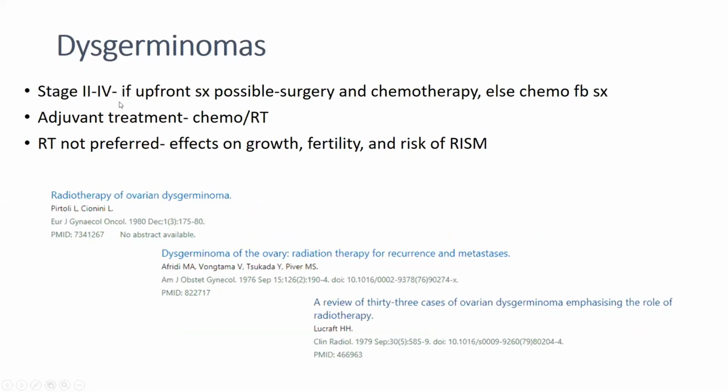For stage 2 to stage 4, all patients should receive adjuvant treatment in the form of chemotherapy or radiotherapy. Radiotherapy is generally not preferred because of the risk of side effects on growth, risk to fertility, and risk of radiation-induced second malignancy. It was used extensively in the past, but now it is used only when there is a contraindication to chemotherapy.